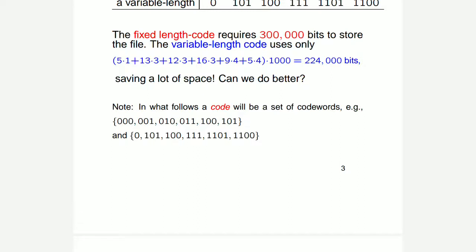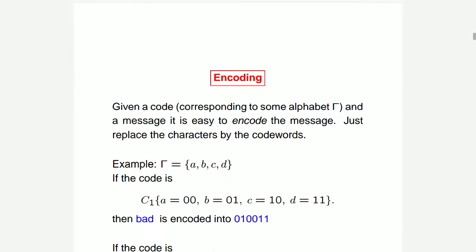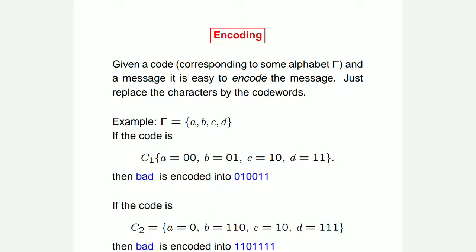So for example, in what follows, a code will be a set of code words, say 000010010. So what is encoding? Given a code and a message, it is easy to encode the message. Just replace the character by its code word. We have the code and we are given the message, and using that we can encode or decode it.